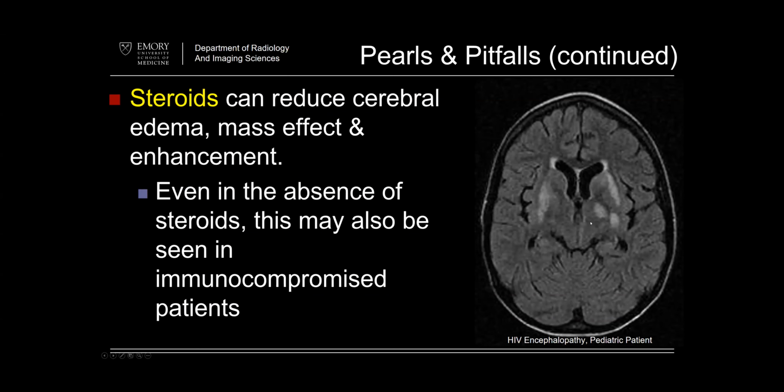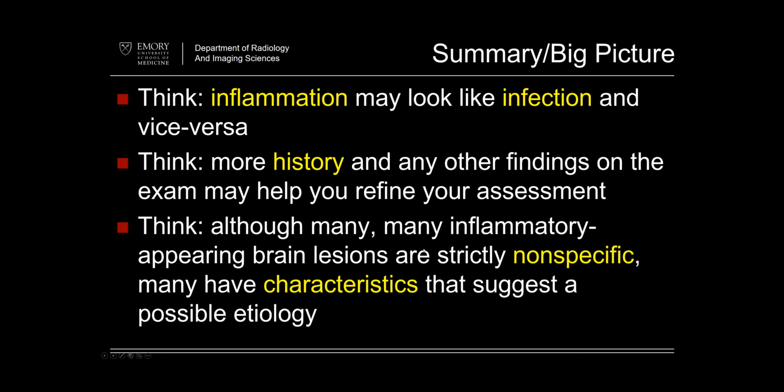Here's a patient with HIV encephalopathy. Volume here is about neutral. So finishing up here, if you think these two may look a lot alike, infection and inflammation, you're right. So whenever you think about one, think about the other. Try to figure out what the history is for this patient and see how it fits into helping you take care of that patient. It may help hone your differential diagnosis.